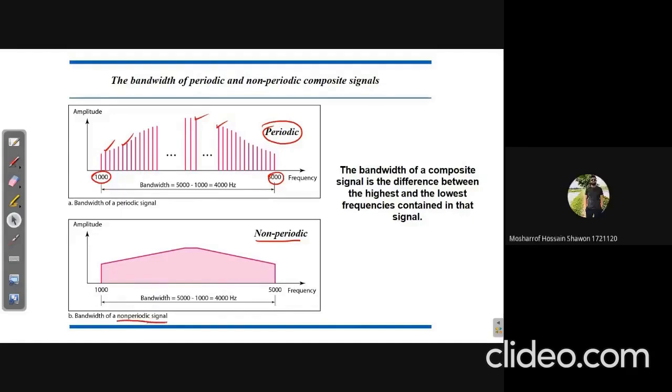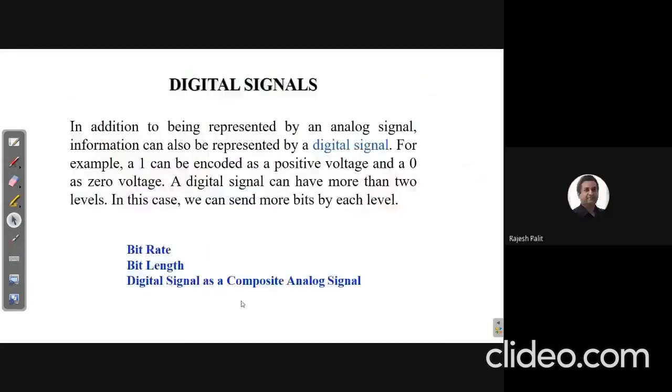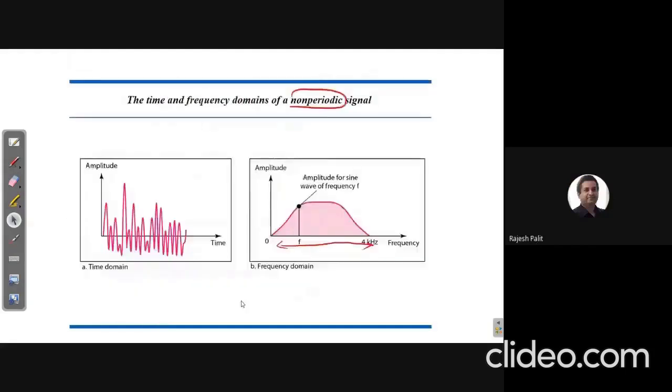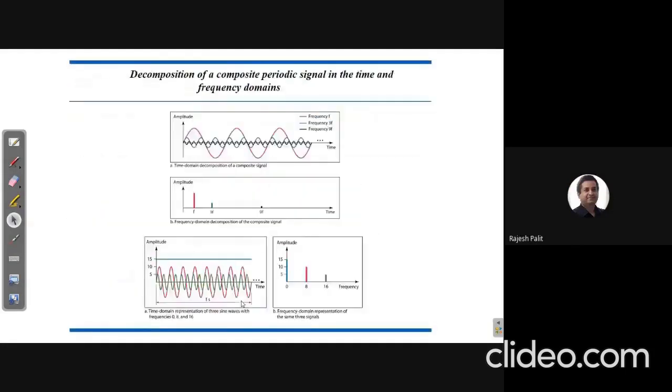And the difference between the highest and lowest frequency is called the bandwidth of the signal. So for a composite signal where the lowest frequency is 1000 and the highest frequency is 5000, the bandwidth of the signal is 4000 hertz. So these are all about the analog signal.